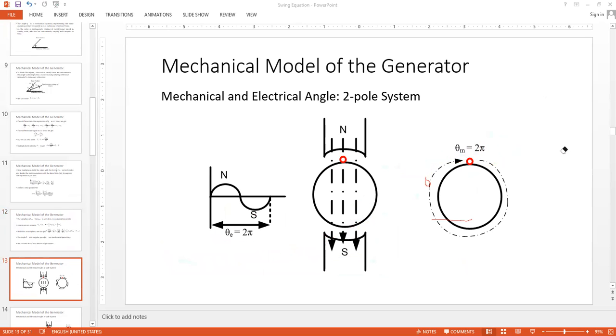So now let's try to relate this mechanical measurement and electrical measurement. What's the difference between them? Whatever measurement we know till now, we mostly measure in the mechanical, or physical world, in the mechanical domain.